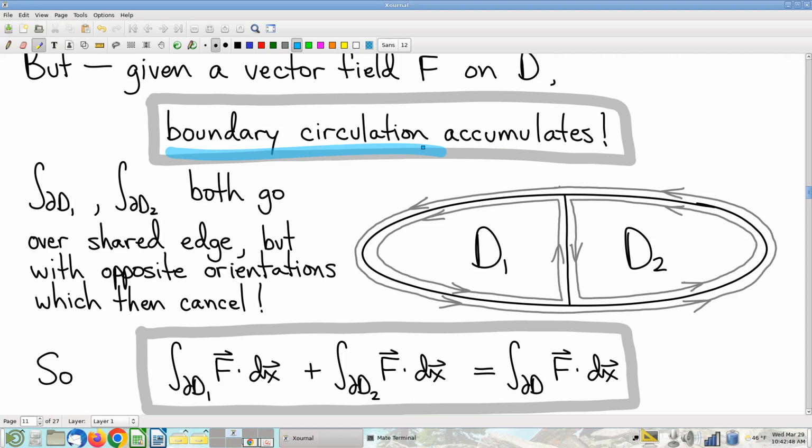And ultimately, deep down underneath it all is the fact that we're about to discuss that boundary circulation accumulates. Okay, now, I owe you an explanation for why this accumulates. And let's recognize it kind of at a glance doesn't look like it should. After all, boundary circulation happens on perimeters. We just got through agreeing perimeters don't accumulate.